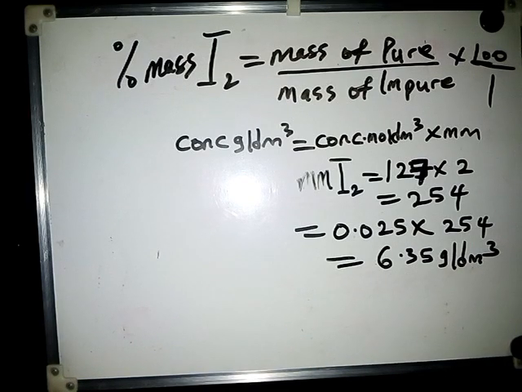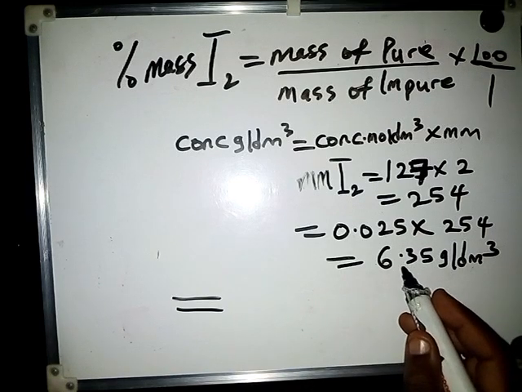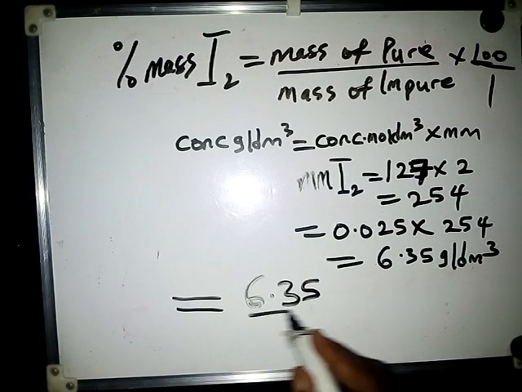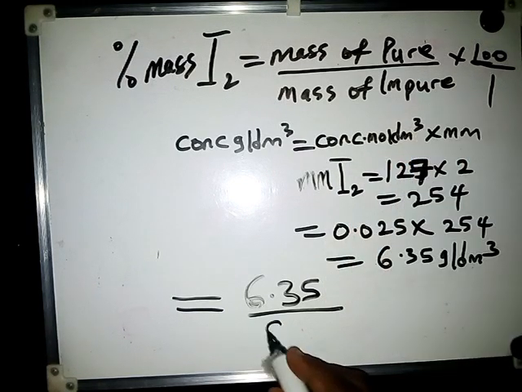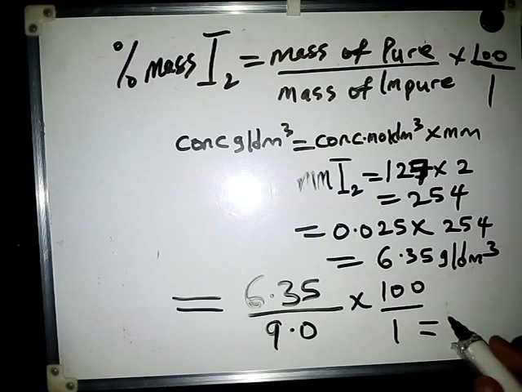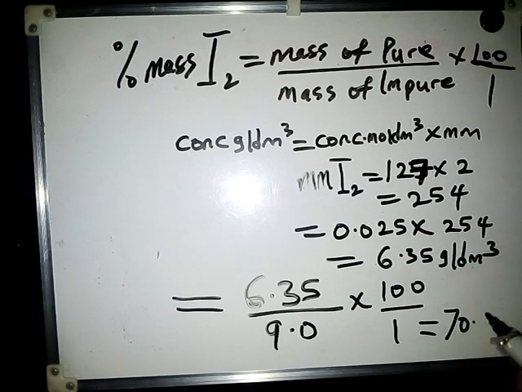So let's put these values here. The mass concentration of pure is 6.35 over the mass, which is 9.0, times 100/1. At the end of the day, you should get something like 70.6%. So this is the mass percentage of iodine in the sample, or the percentage purity of iodine.